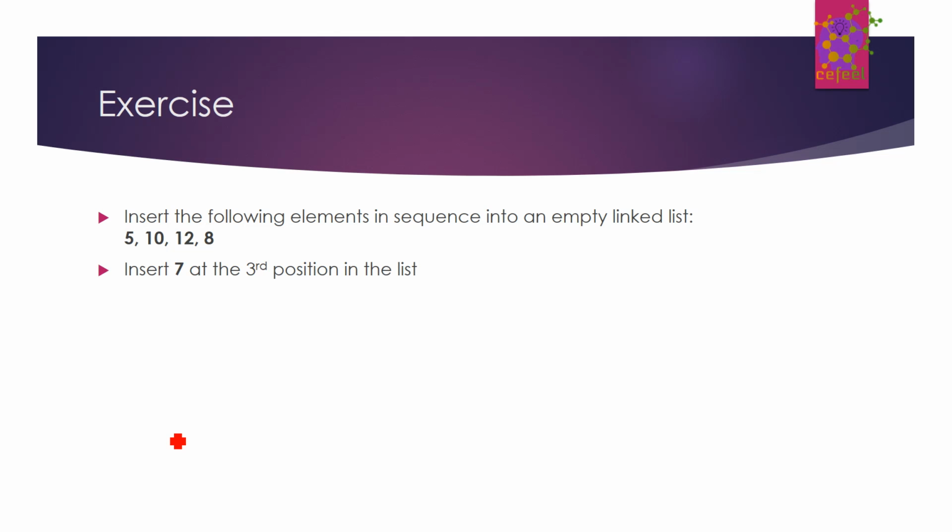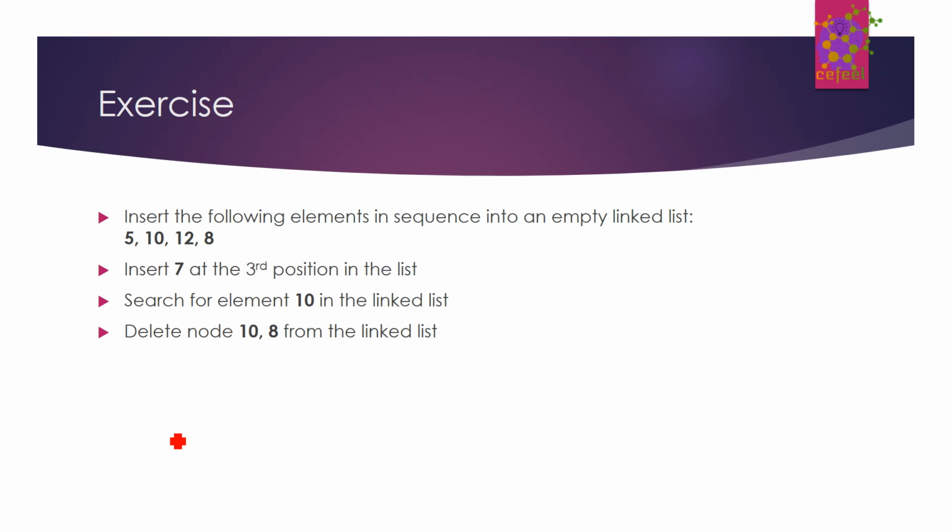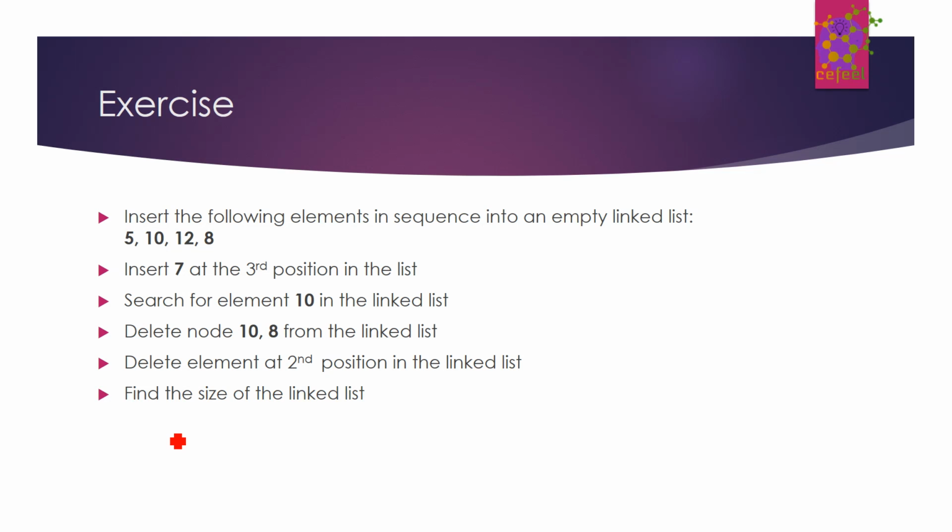Then let's insert 7 at third position in the linked list. The linked list already has 4 items and we need to insert 7 and see how it looks like. Then we'll call the search method to search for element 10 in the linked list. Next, go ahead and delete node 10 and 8 from the linked list. Next, delete the element at the second position. Next, find the size of the linked list. And finally search for element 10 again to see in which position it is.